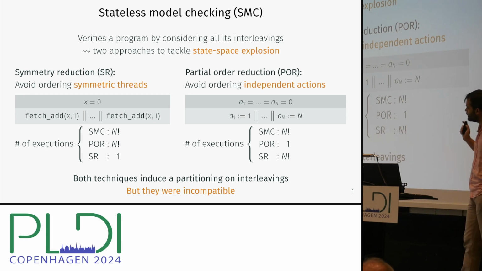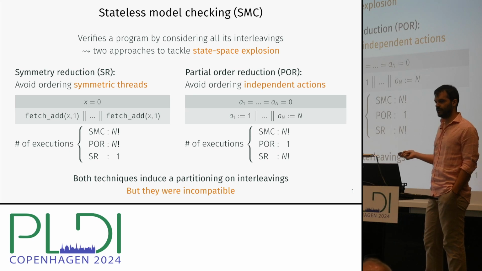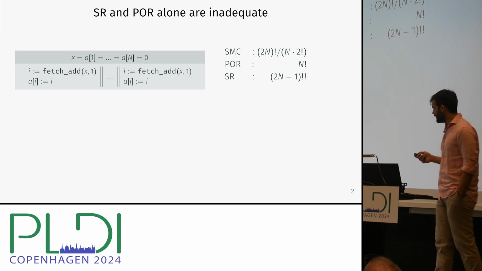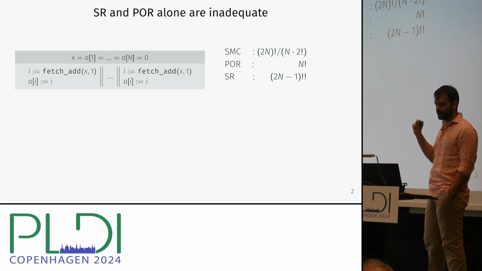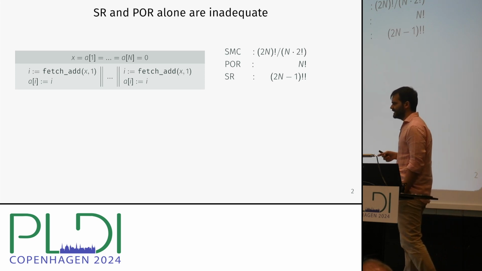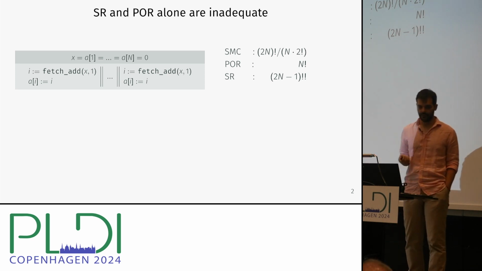Now, you might be thinking, well, why do you care? If a program is symmetric, if all the threads are running the same code, can't you just do symmetry reduction? Another point that I want to make is that actually either technique is inadequate, and I have a different example here, which is essentially a combination of the previous two. Each thread does a fetch and add in the beginning, and then from the index it reads for x, it writes this value to an index in the array A.